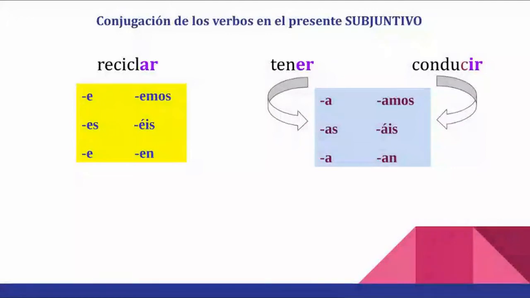Now, when it comes to the subjunctive, I'm going to ask you please to take notes, apuntes. Vamos a escribir, let's write down these endings for the subjunctive form. E, es, e, emos, éis, en. You can pause the video if you need to write this down. In the case of verbs that end with ER and verbs that end with IR, they're going to have the same endings. A, as, a, amos, áis, an.